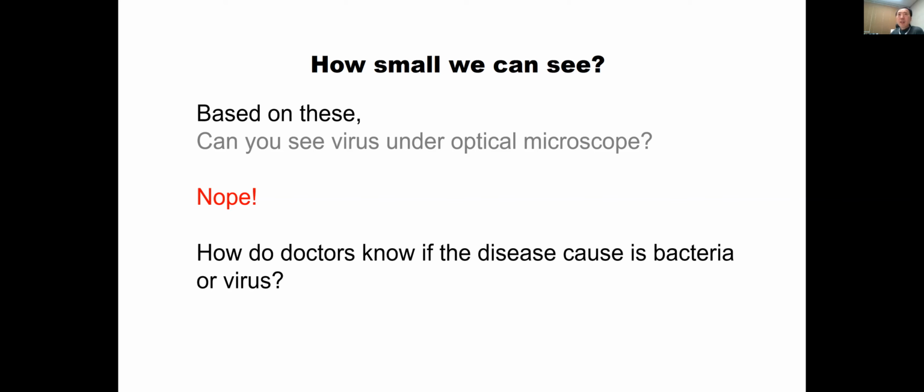Then here one question is, conventionally, how did doctors know whether a disease is caused by bacteria or virus? What do you think?